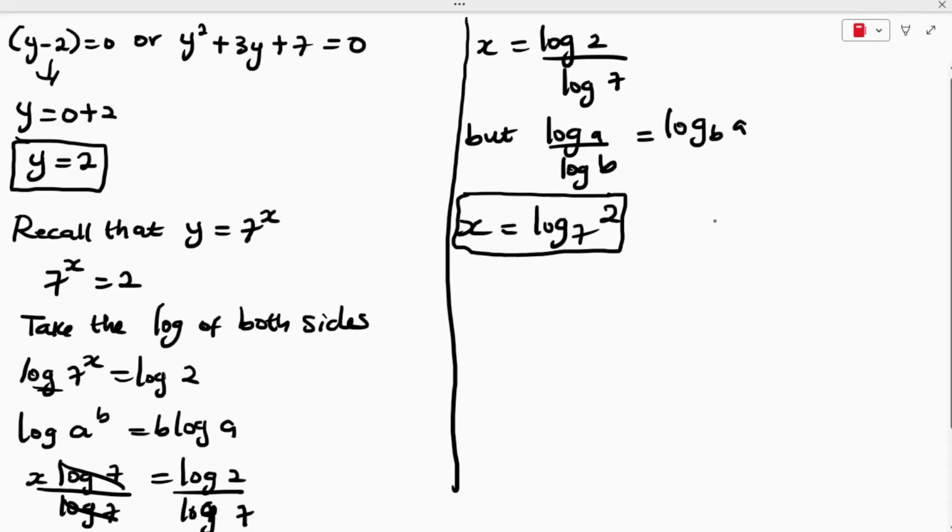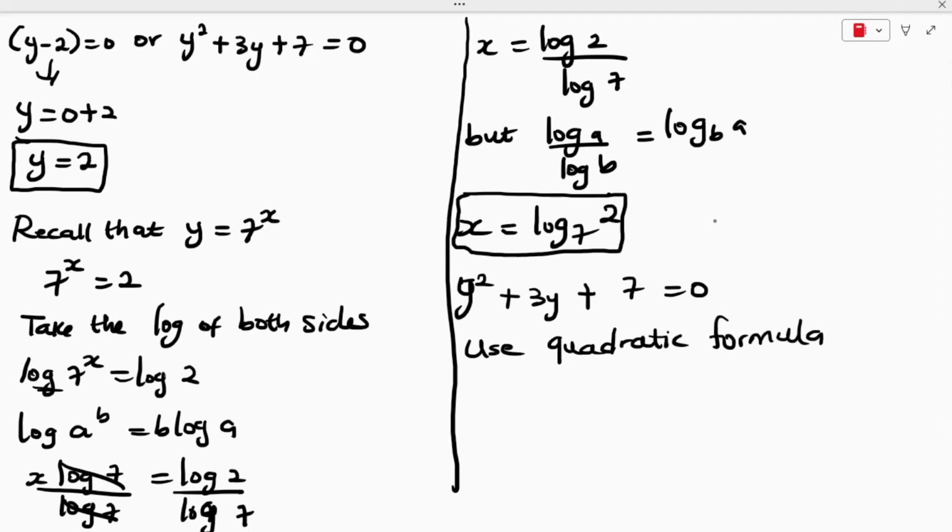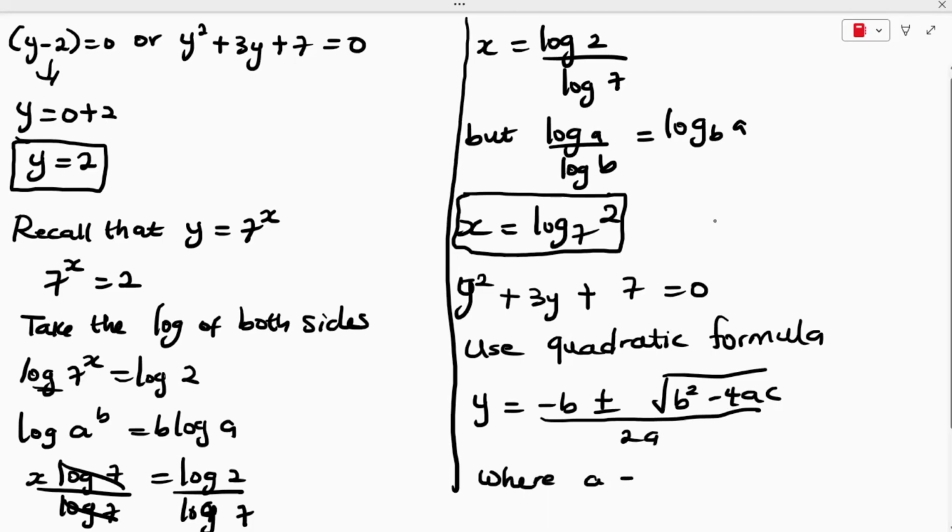Now right here, we also have that y squared plus 3y plus 7 is equal to 0. So for us to solve this, we want to apply the quadratic formula. So applying the quadratic formula, we know that the quadratic formula is given to us as y equal to minus b plus or minus the root of b squared minus 4ac over 2a, whereby we have that a is equal to 1, b is equal to 3, and c is equal to 7. So let's simply apply this into the quadratic formula.